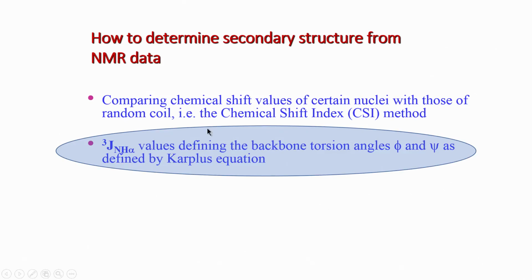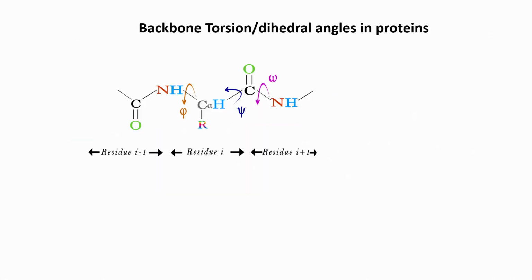So, let us move on to the next secondary structure method, that is based on the J coupling between HN and H alpha. This is HN, that is the amide proton, and the H alpha proton. So, let us see what that is. Before that, let us also look at what torsion angles are.